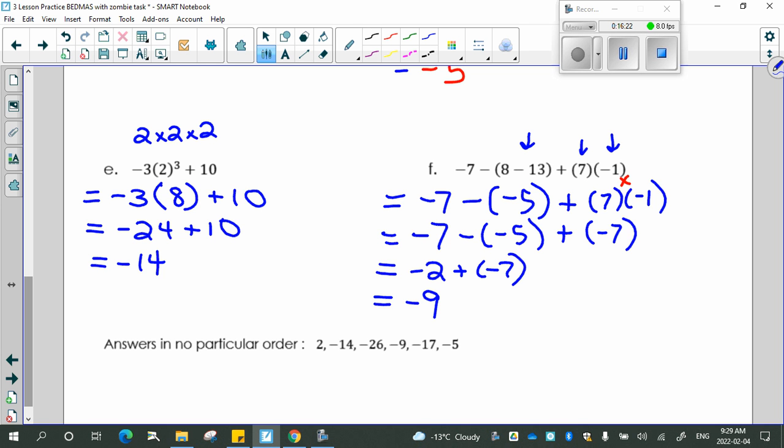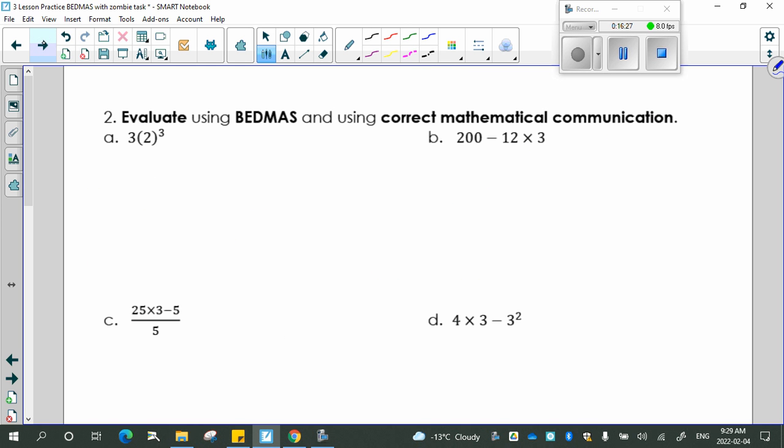Okay, well, we've got 5 minutes, so we'll start the next page here. Evaluate using BEDMAS and using correct mathematical communication. So I think what we'll do is you try and then, okay, somebody walk me through it. What was your first step?